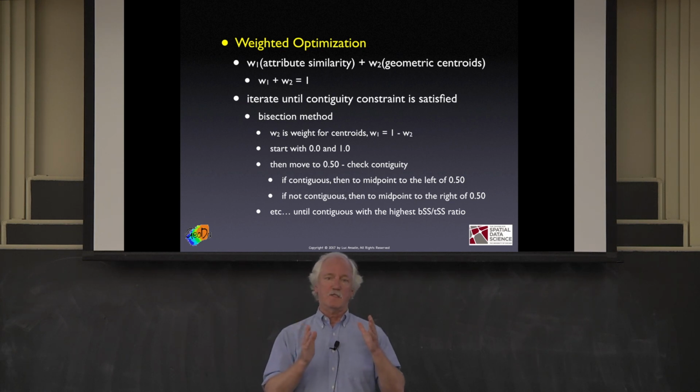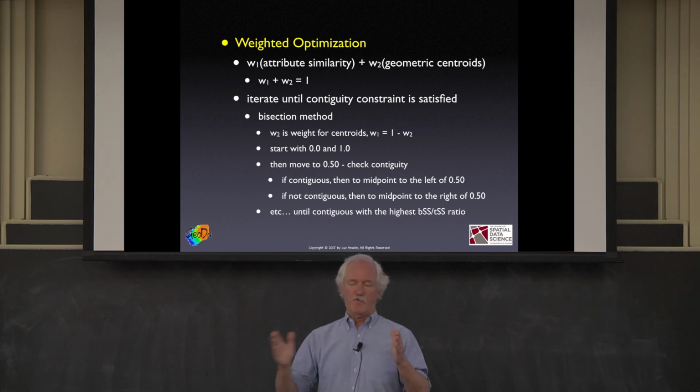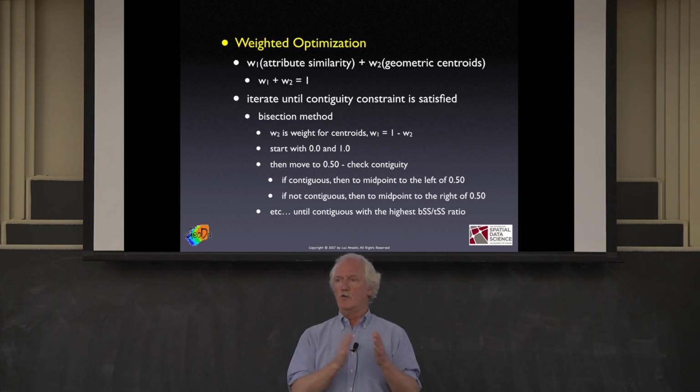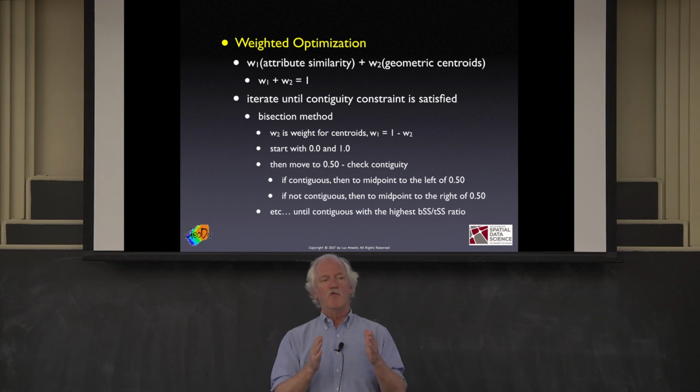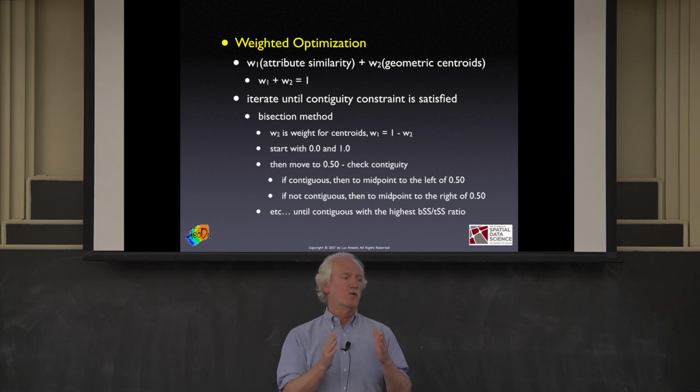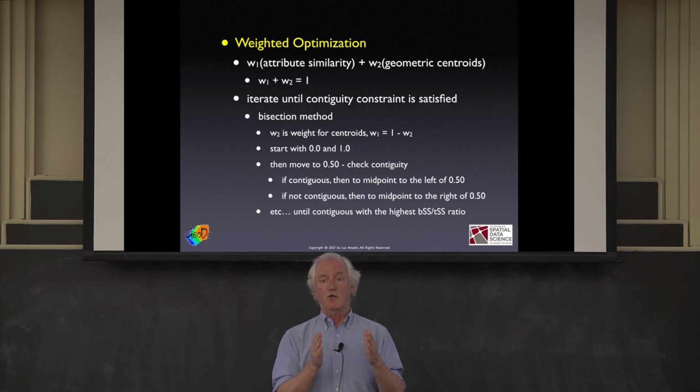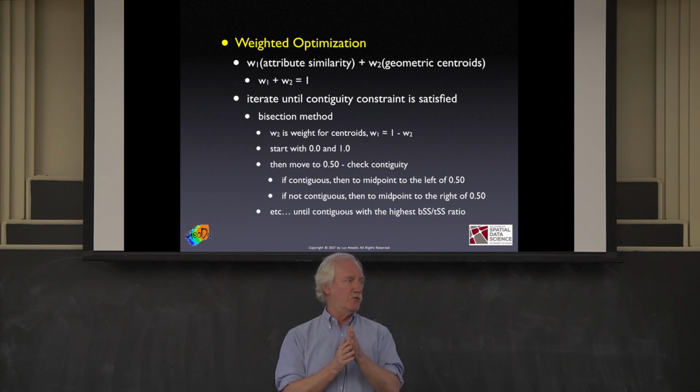And so if you think of this as moving towards 0, 1, we can move more and get a better solution in terms of our objective function, but we don't know if that is contiguous. So we take the midpoint between 0 and 0.5, which is 0.25. We do the solution, and we check whether it's contiguous.